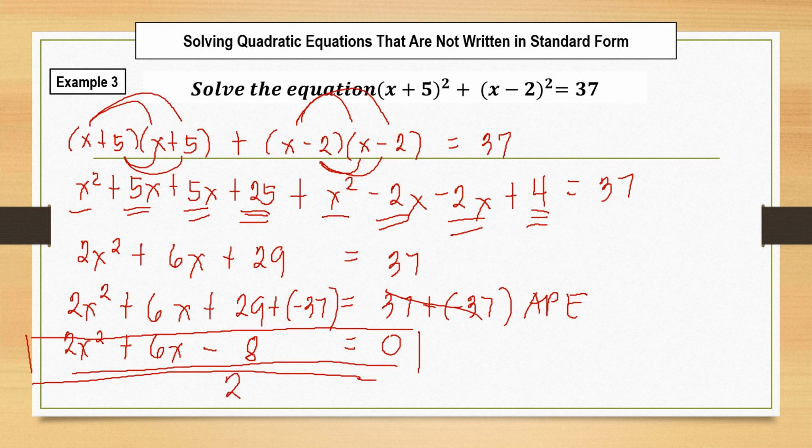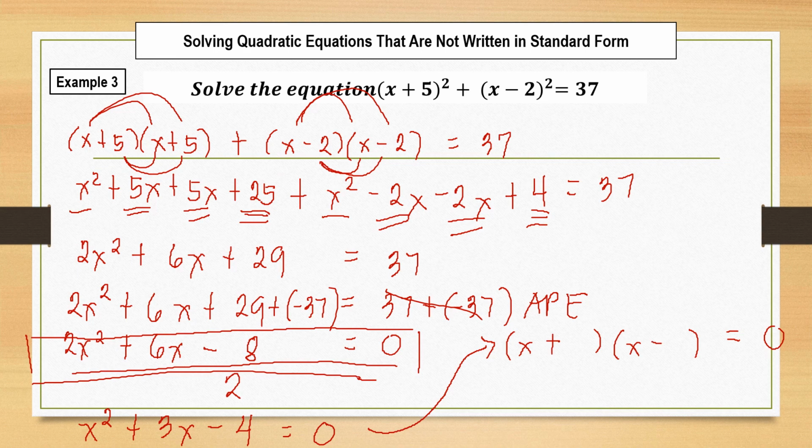So in order to reduce it, 2x squared divided by 2, that is x squared. 6x divided by 2 will give us positive 3x. Negative 8 divided by 2 is negative 4, is equal to 0. Now we can solve the given equation using the method of our choice. Let's say we choose factoring.